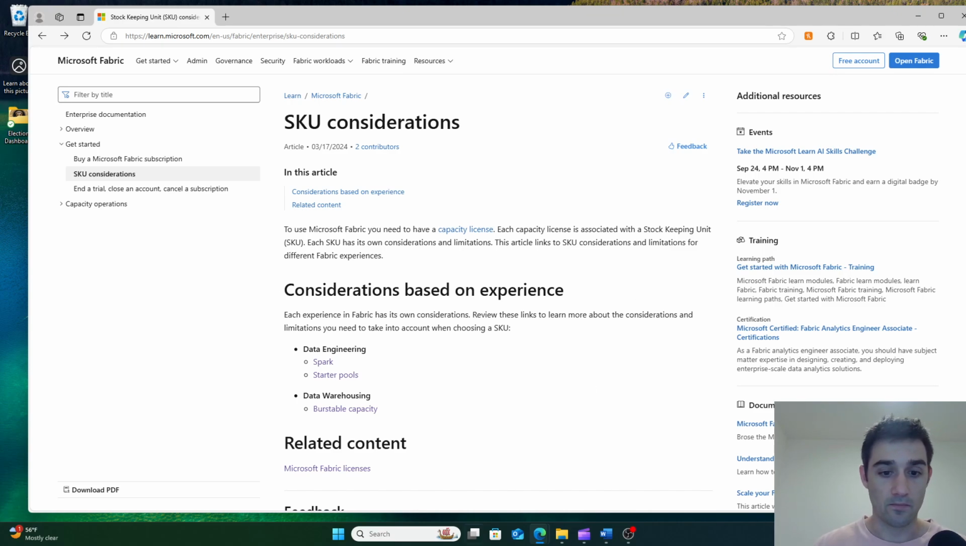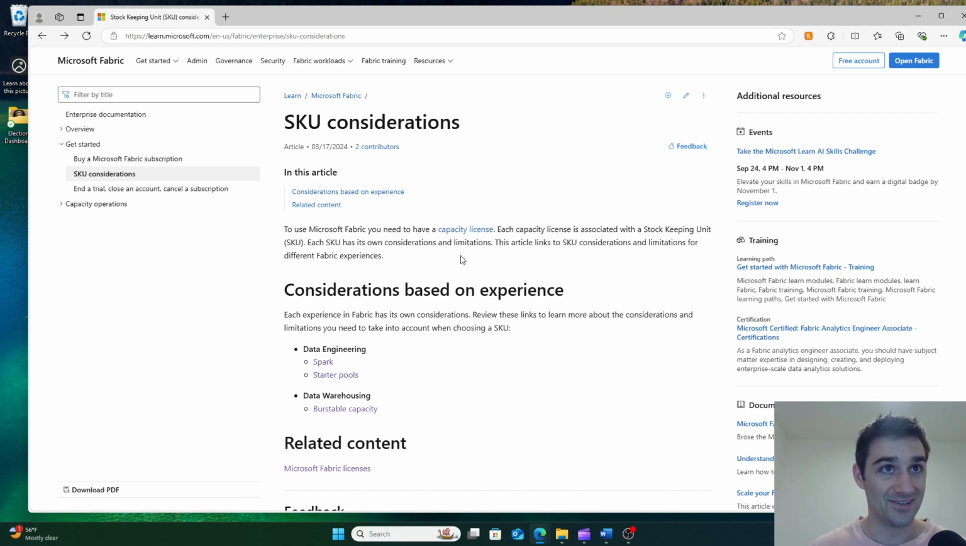So the reason why this is important when you're choosing what kind of Fabric capacity you're using is because these cores that you get, and this essentially bursting capability, right, it's going to be limited by your SKU size. Okay, the final thing that they recommend for data warehousing is that you consider burstable capacity.